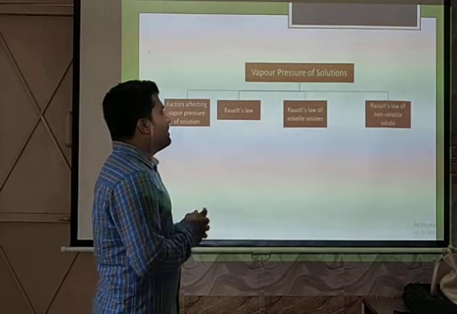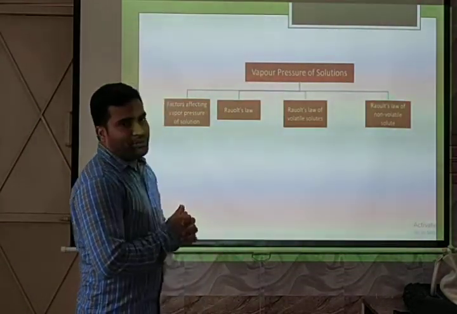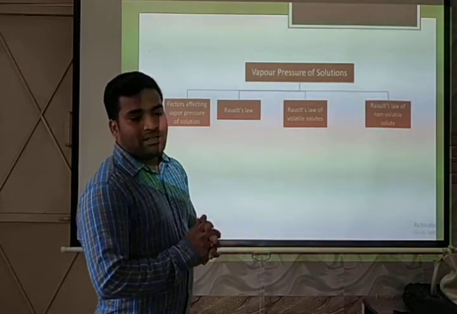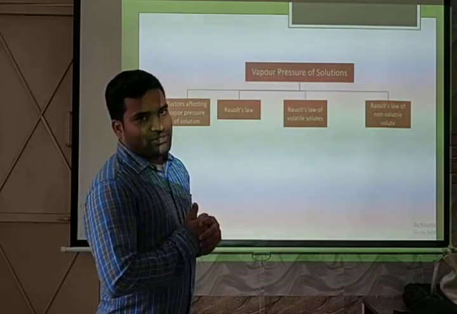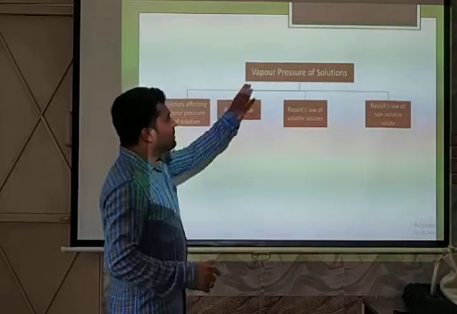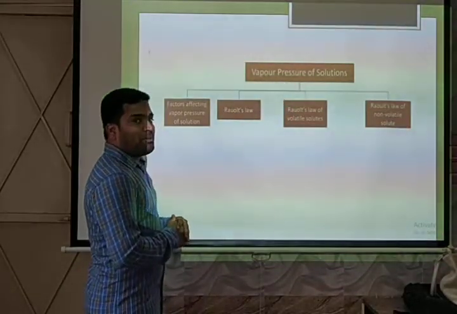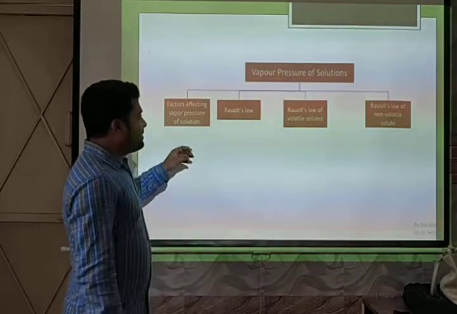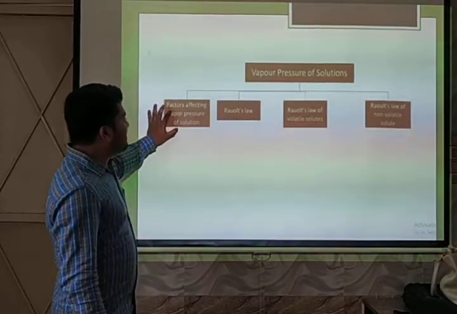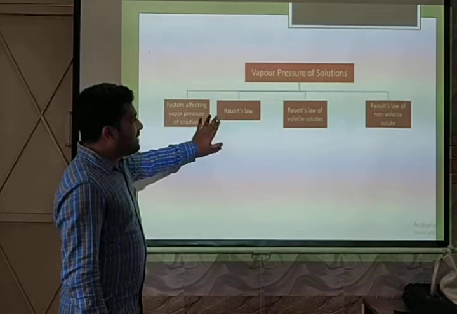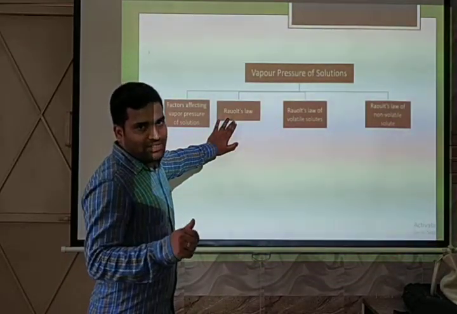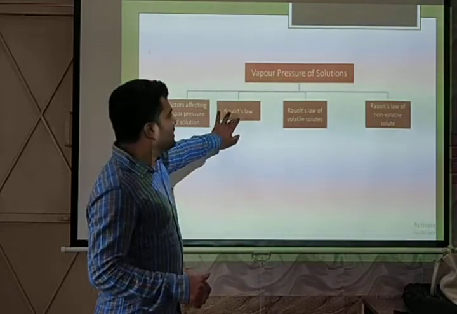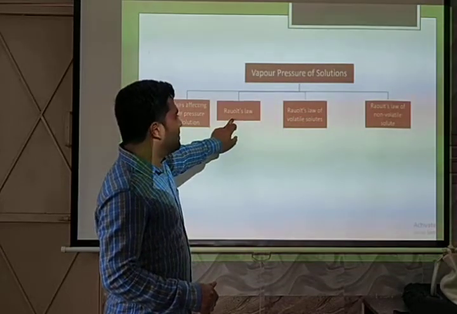Next, here we are going to have vapor pressure. Vapor pressure exists when a solution is in equilibrium with its vapors. So at that time we get a vapor pressure. The vapor pressure of the solution depends upon certain factors, that is, factors affecting vapor pressure of solution. As you have seen, gas dissolved in liquids gives Henry's law. Here liquids dissolved in liquids give Raoult's law.